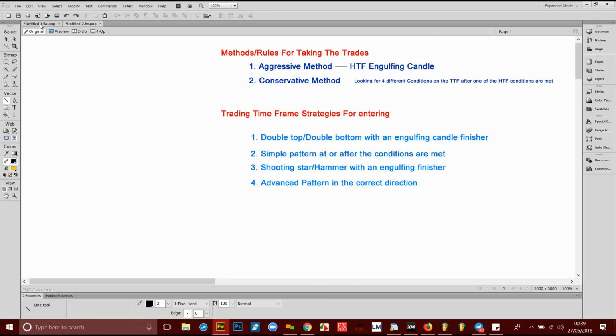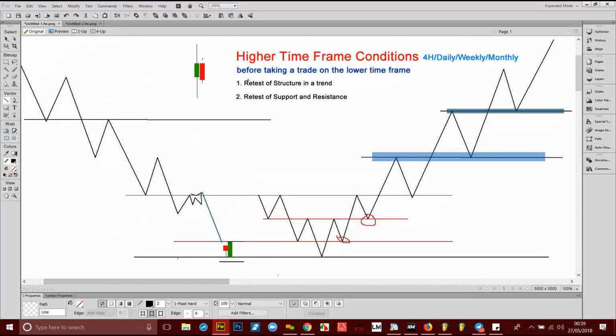In summary, first of all, my higher time frame conditions need to be met. Higher time frame is 4 hour, daily, weekly, monthly, whatever time frame you trade. If you analyze from the daily, your trading time frame will be the 4 hour or the 1 hour. If you analyze on the 4 hour, your trading time frame will be the 1 hour or the 15 minute. So I identify these two key conditions. There are three conditions, but we're treating two for now.